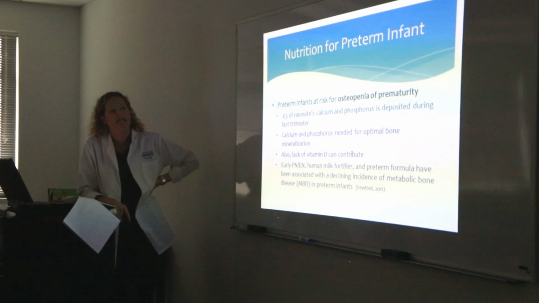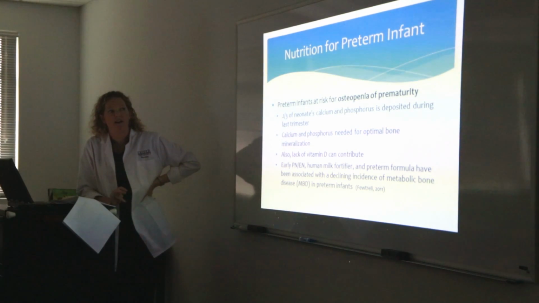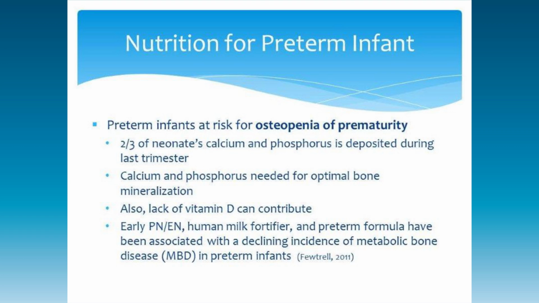Okay, osteopenia of prematurity. These infants are at a very high risk for this condition, and that's because two-thirds of the neonate's calcium and phosphorus is deposited during that last trimester, those last 3 months, and they're being born at 28 weeks, 38 weeks gestation and missing out on that, okay? So they're going to be at really high risk for osteopenia. And we know you need calcium and phosphorus and also vitamin D for bone mineralization.